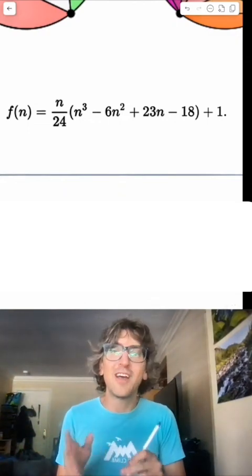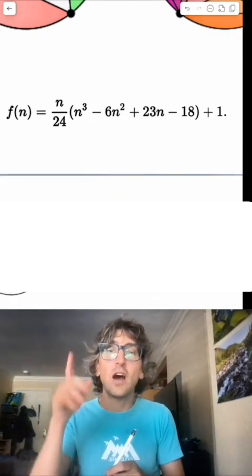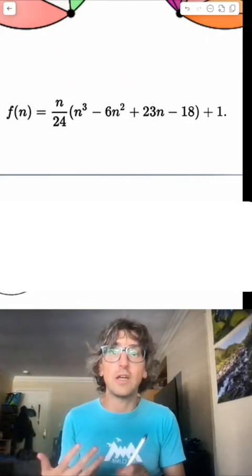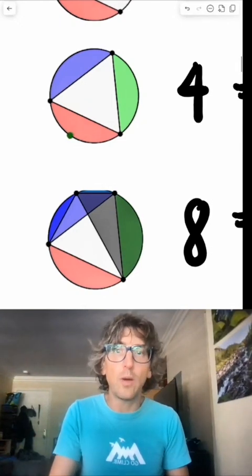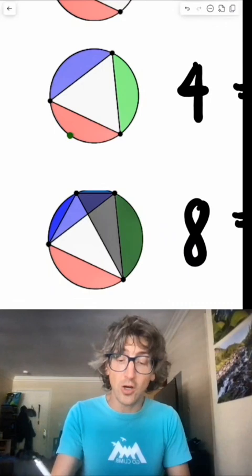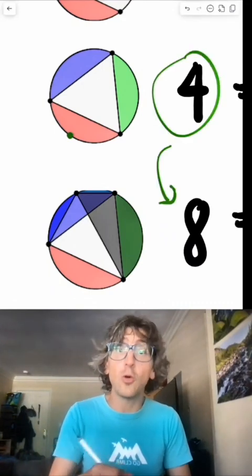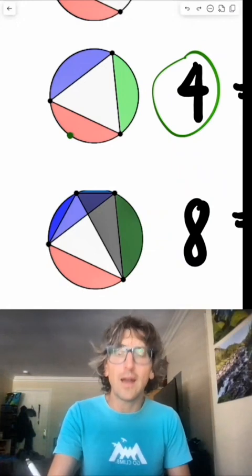go through all the details, but I can at least show you an idea of how we might build this recursively or inductively. The idea is to think about what happens when we add another point. If I add a new point here, these 4 regions should now go to 8 regions. Let's see why that happens.